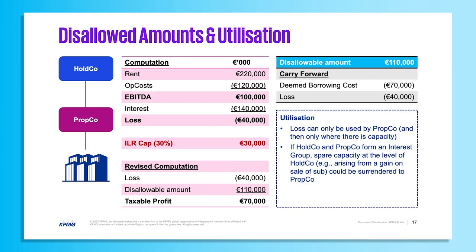Because PropCo has moved from a position where it incurred a tax-adjusted Case 5 loss to a position where it has taxable profits when the disallowable amount is added back, it is therefore required to pay tax where it would have had no liability had there been no disallowable amount. As PropCo has to pay more tax in the current year, it can carry forward the deemed borrowing cost of 70 and deduct this amount from its total profits or chargeable gains in a subsequent accounting period.